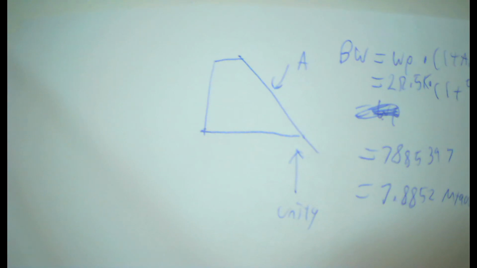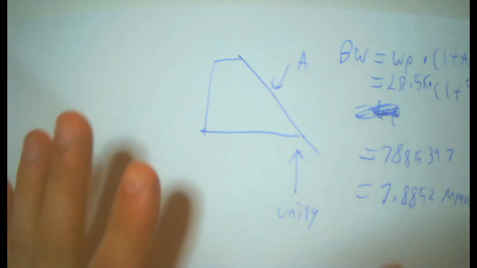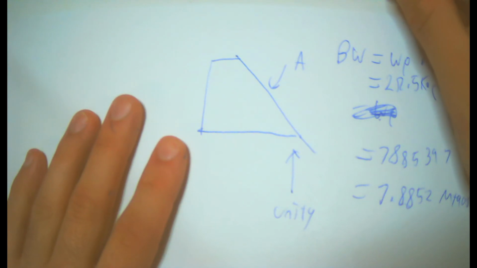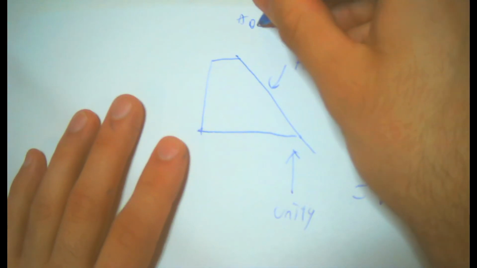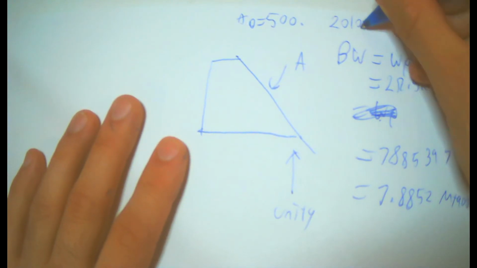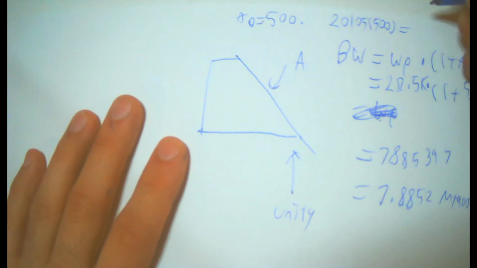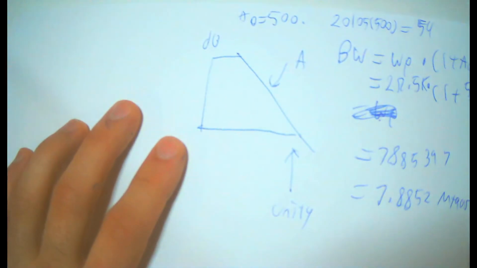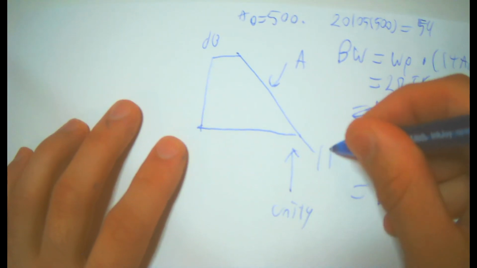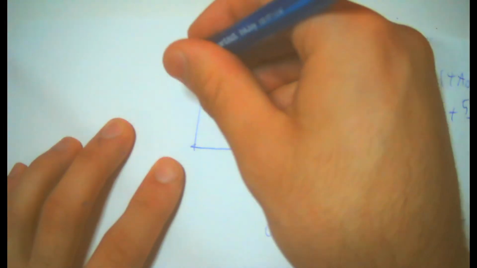Now we're going to make it nice and simple. If we look at the givens, A naught, we already know A naught is 500, if you remember the givens from earlier. So for the logs, 20 log 500 equals about 54. This is the decibels, so this is going to be in dB. This is going to be in hertz. We'll see soon enough. So this is going to be 54.